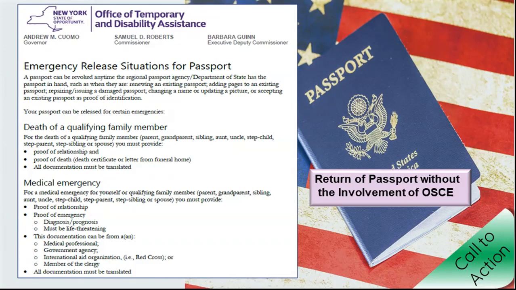That is, the first step is if you have an emergency. Now, the emergency obviously has to be documented, where you have paperwork to show that you need your passport, whether for work or for traveling outside.